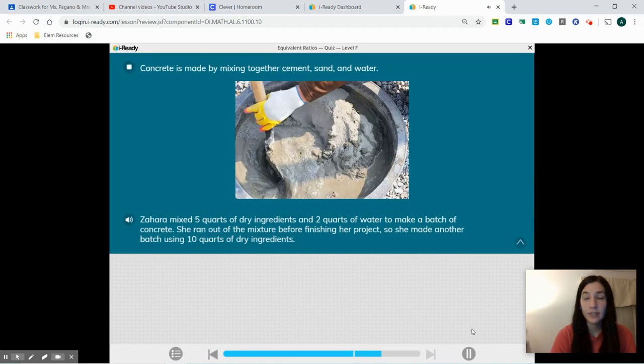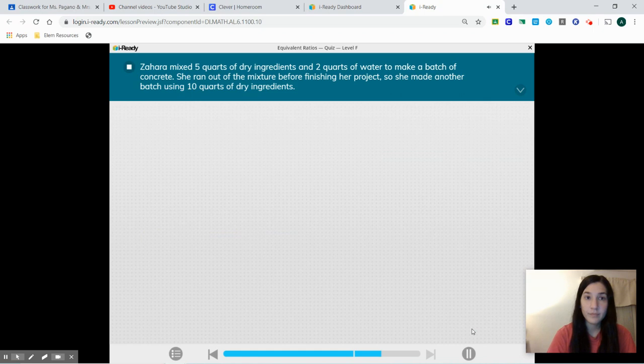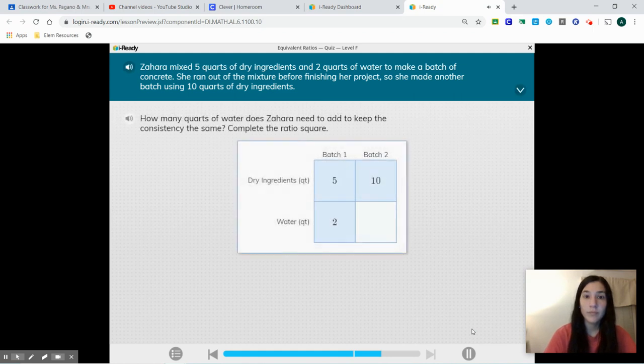Concrete is made by mixing together cement, sand, and water. Zahara mixed 5 quarts of dry ingredients and 2 quarts of water to make a batch of concrete. She ran out of the mixture before finishing her project, so she made another batch using 10 quarts of dry ingredients. How many quarts of water does Zahara need to add to keep the consistency the same?